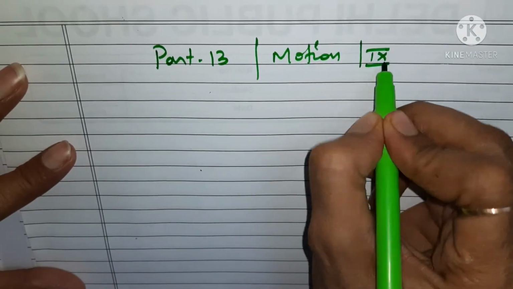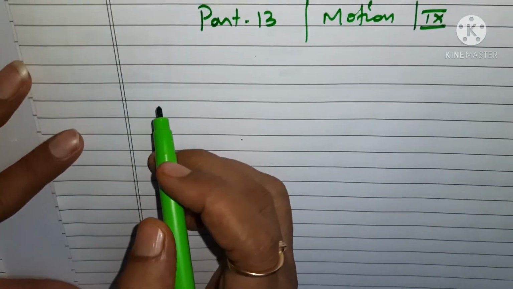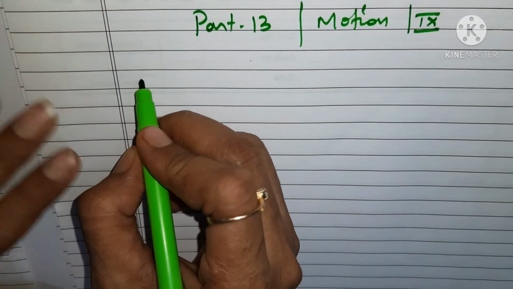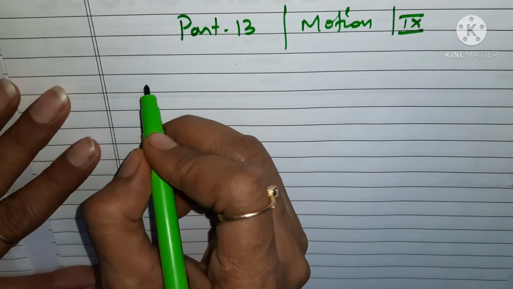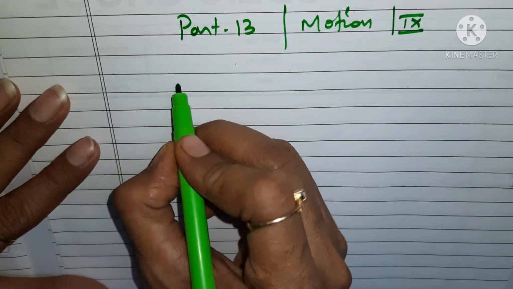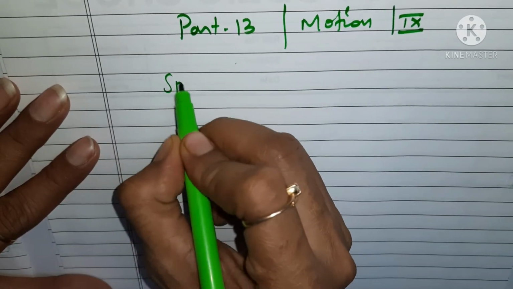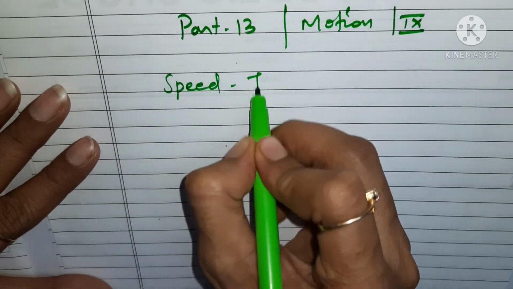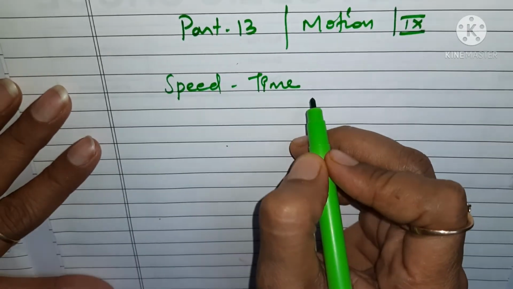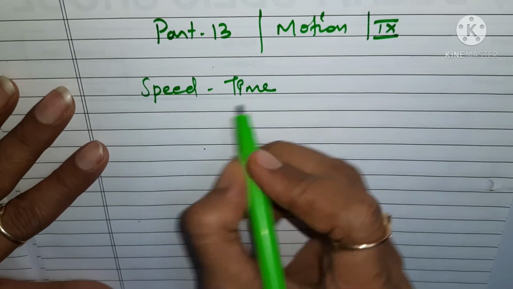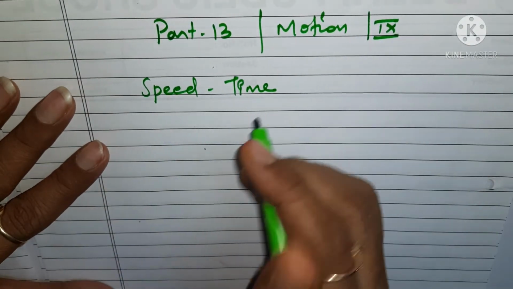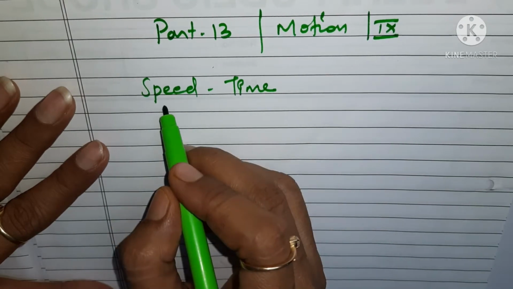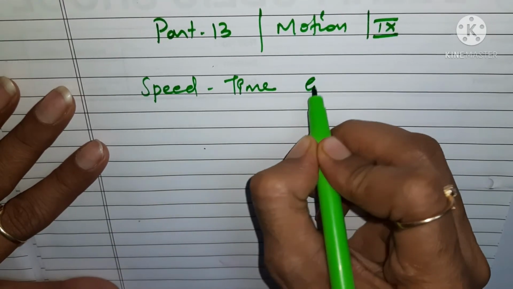This is class 9th chapter, CBSE board and NCERT, and we are going through the topic of speed time graph. Speed time graphs are the graphical presentation of motion. The first one, the distance time graph, we have already done. Now we are going to discuss speed time graph.